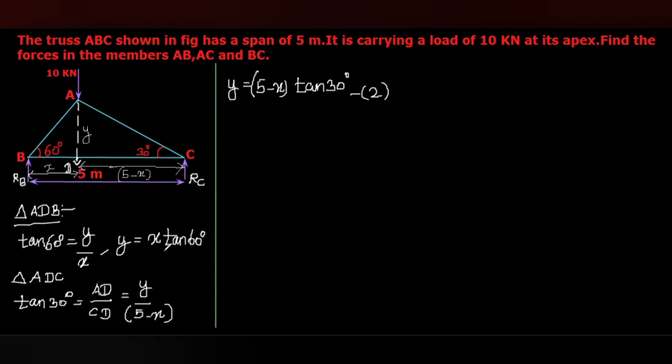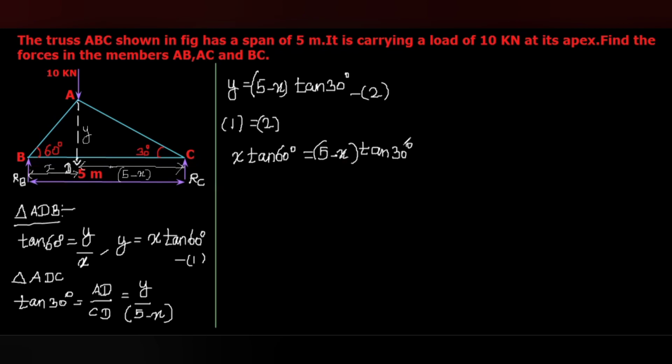Already we calculated Y equal X tan 60 degree, that is the first equation. Here this also Y and this also Y, so we can write equation 1 equal to equation 2. If you equate both the values, the LHS value is Y and Y, so the RHS value will be equal. So X tan 60 degree equal to (5 minus X) tan 30 degree.